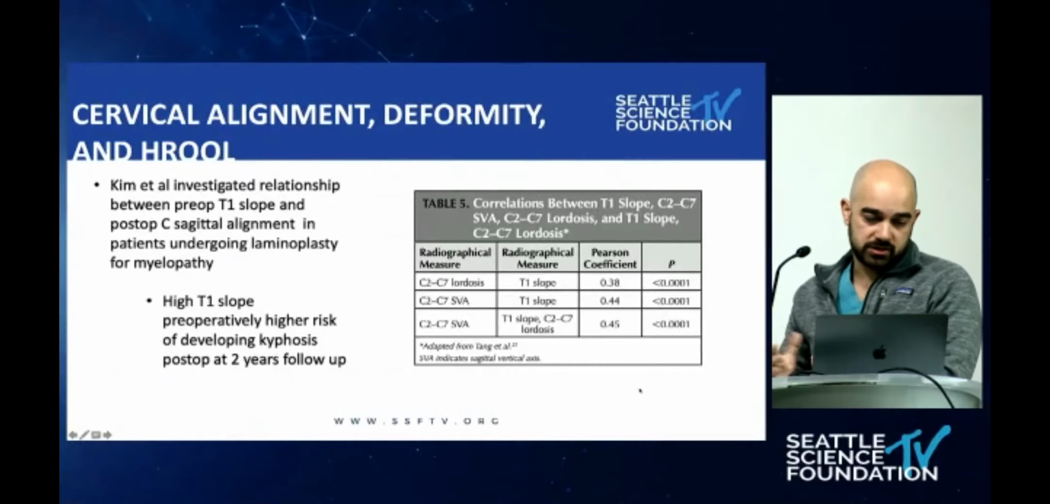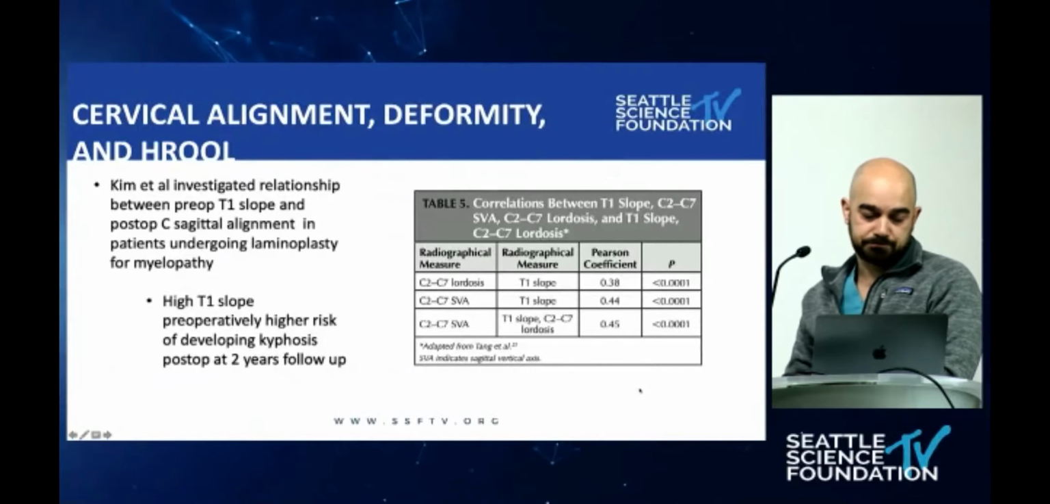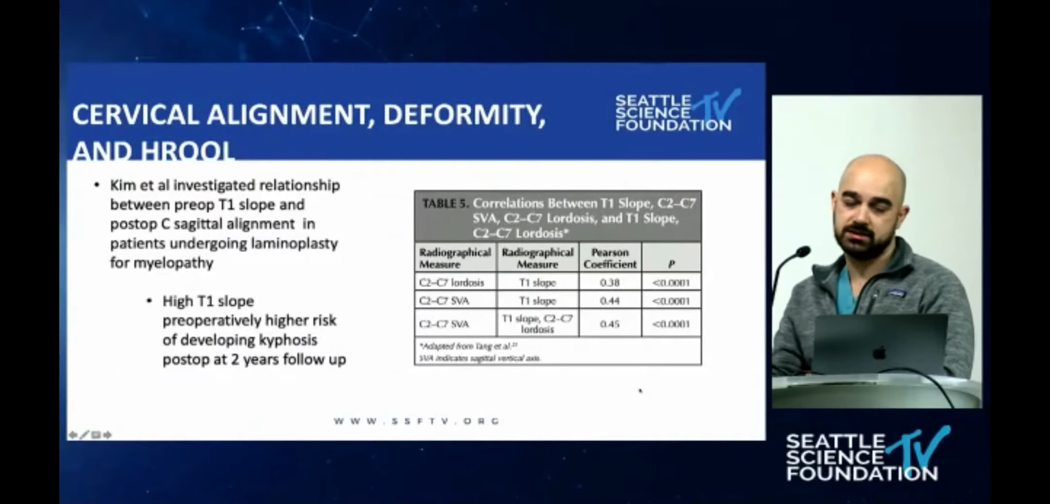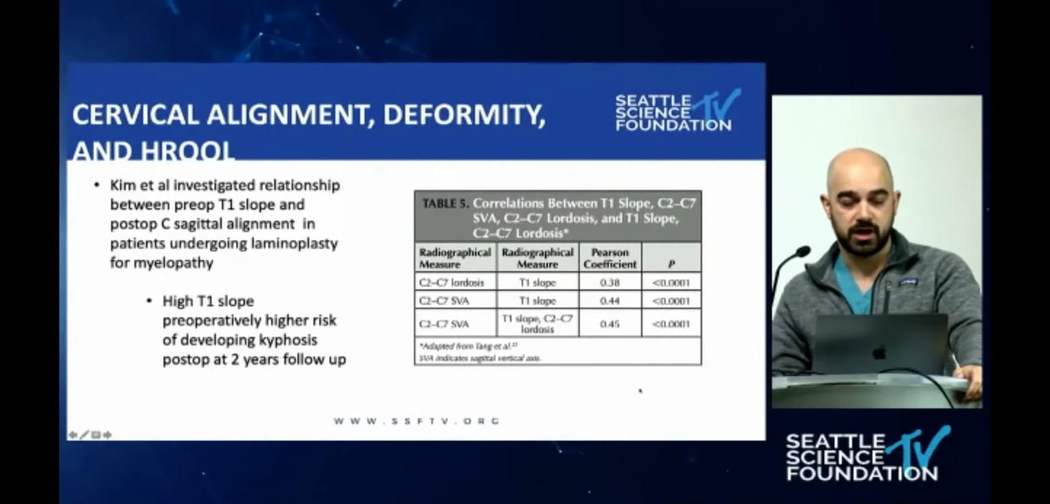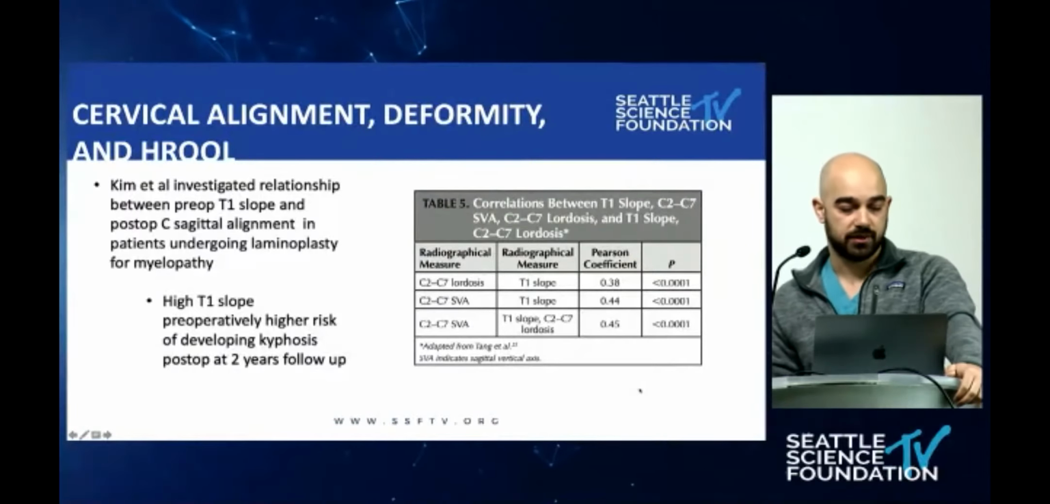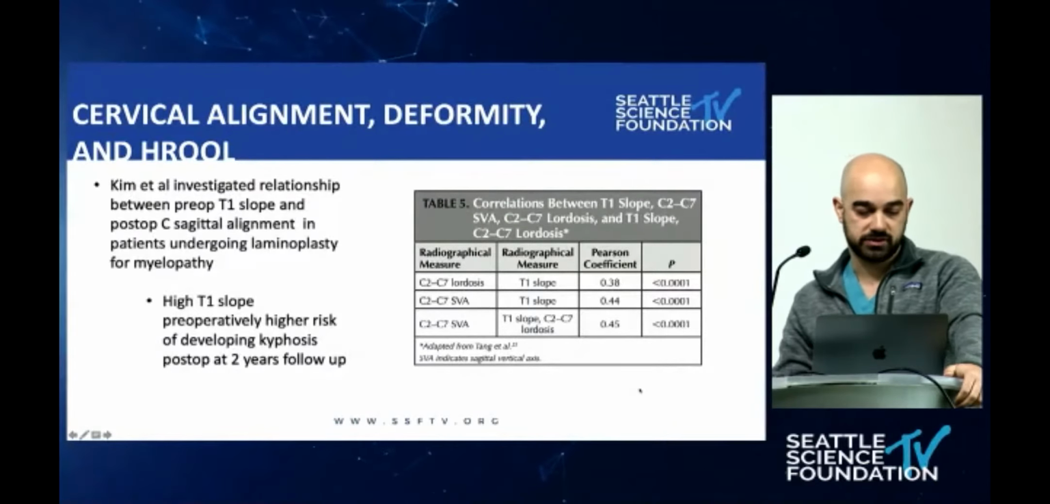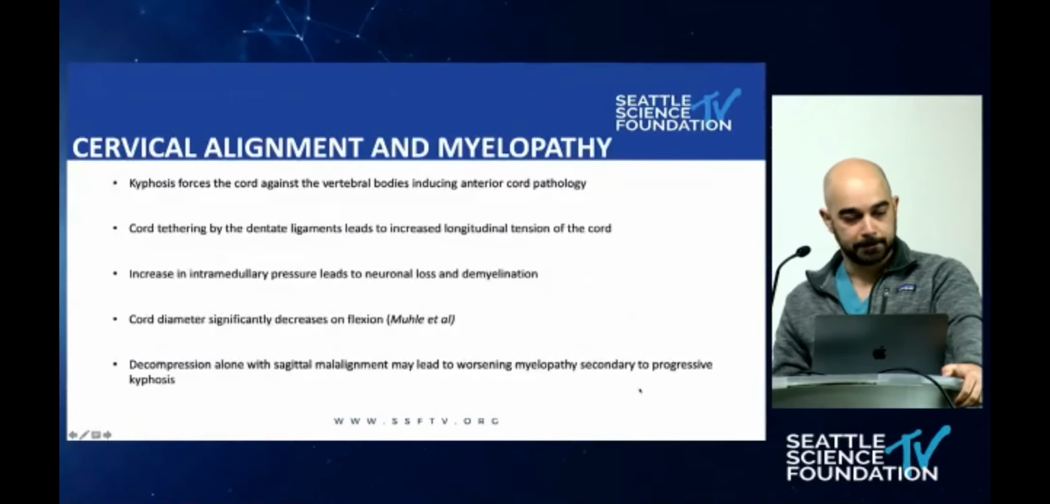There was one study, done by Kim, that investigated the preoperative T1 slope and its correlation with postoperative kyphosis after laminoplasty, and they found that patients that had a higher T1 slope preoperatively were at a much higher risk of developing post-laminoplasty kyphosis at 2 years follow-up.